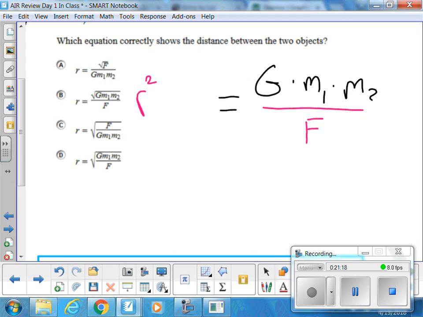And now we're solving for R. So how do we get the squared to go away? Good. Square root both sides. So then that squared will be gone, and we will have been solved for R. So, there are two choices that look really similar, B and D. Do you see the difference between B and D? Do you know which one we should choose?